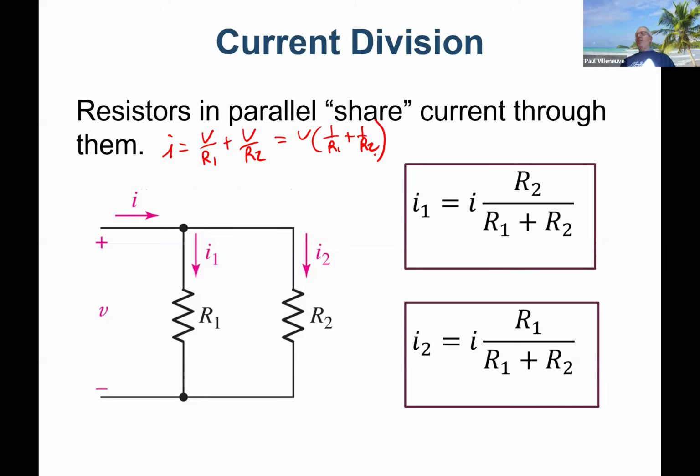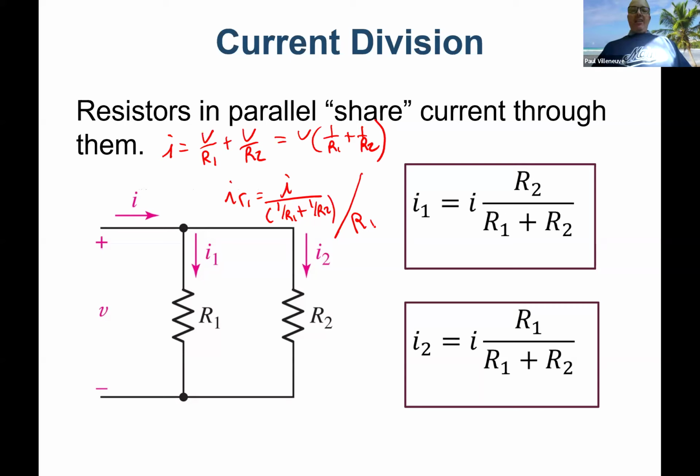So now, if I want to solve for any current, let's just say R1, I'm going to take that voltage, which is I divided by 1 over R1 plus 1 over R2. That's the voltage that I see there. And I'm going to divide that by R1, right? Because V divided by R is going to give me the current going through there.